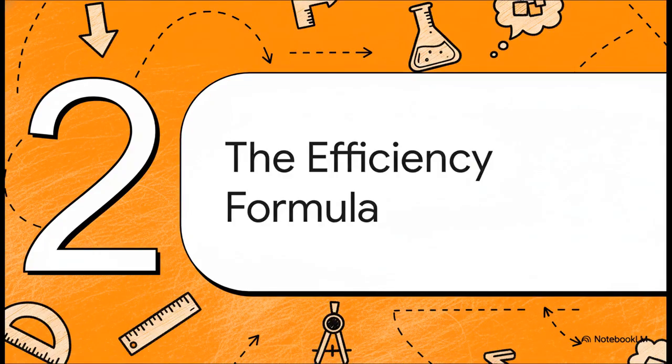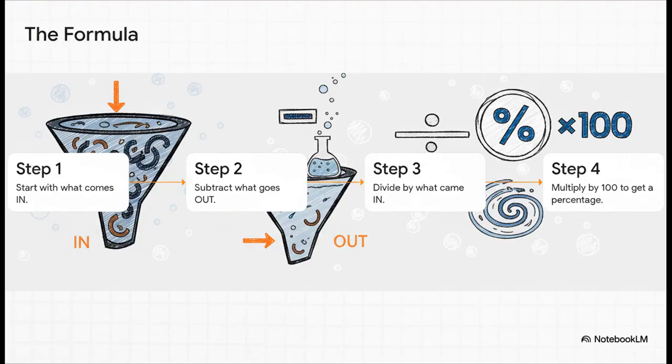Okay, so how do we calculate this grade? Well, it all comes down to a really simple, totally logical formula. Here's the whole thing. First, you measure how much of a pollutant is coming into the system. Then you measure what's left of it going out. The difference between those two numbers is the amount you successfully removed. Then you divide that by the original in number to see what fraction you got rid of, and finally multiply by 100 to make it an easy percentage. That's it. In minus out divided by in.